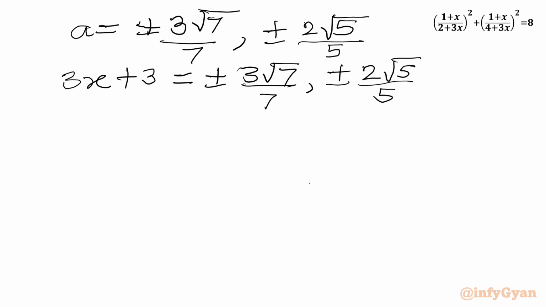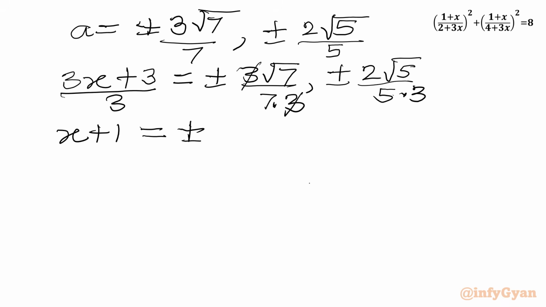Now we'll divide both sides by 3. So let us write here divided by 3. So here also we will divide by 3. Here also we will divide by 3. So here we can write x plus 1. In right hand side we can cancel 3 from numerator, from the denominator 3. So we will write here plus minus square root 7 over 7, or plus minus 2 root 5 over 15.